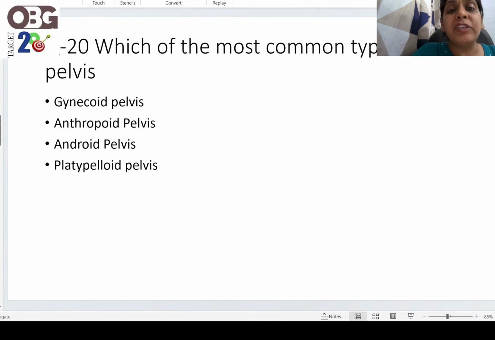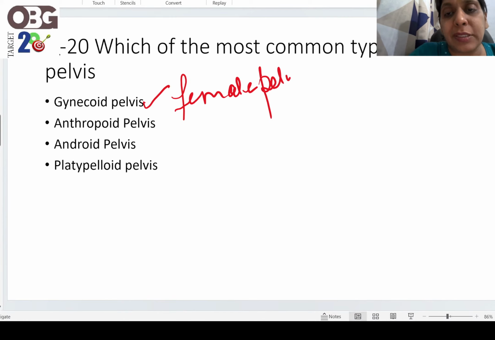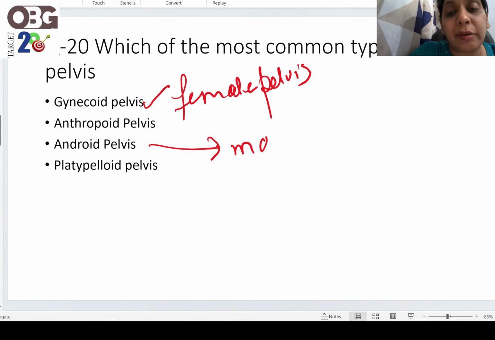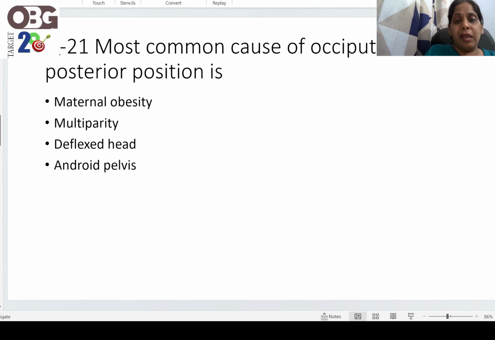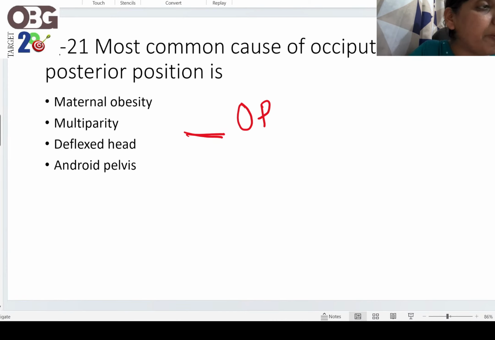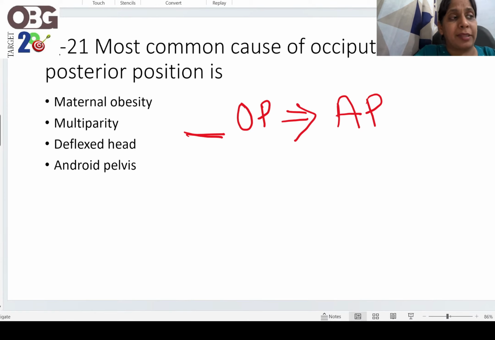Which is the most common type of pelvis? Gynecoid pelvis. Another name is female pelvis. Android pelvis. Another name is male pelvis. Okay. Next is the most common cause of occipito-posterior position. I told you, if any prefix comes before occipito-posterior, you are going to write the answer anthropoid pelvis. If only occipito-posterior comes, you will write the answer as android pelvis.